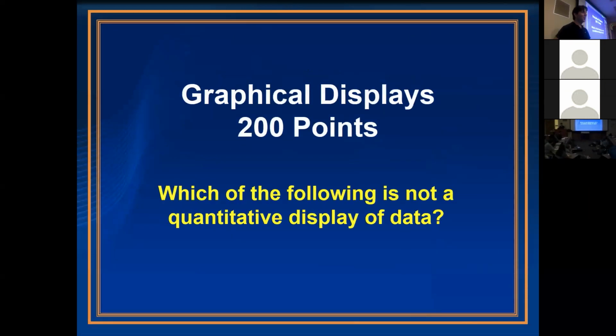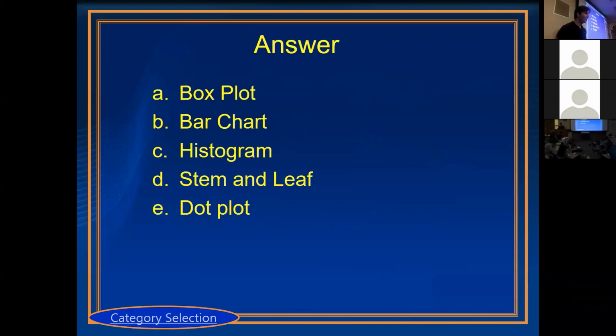Maybe I do. Which of the following is not a quantitative display of data? Which of these is not quantitative? We don't really do dot plots anymore, so that's a right answer still. Go ahead. Bar charts. I think a lot of times people confuse bar charts with box plots. Bar charts and pie charts go together. Bar charts and pie charts are univariate displays of categorical data.